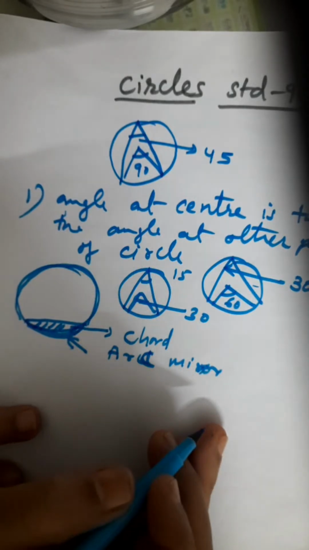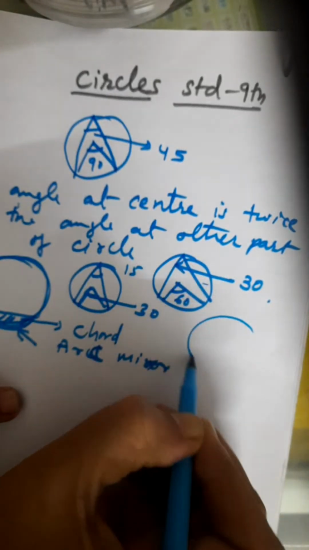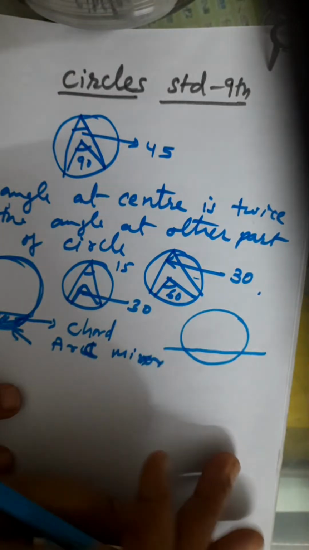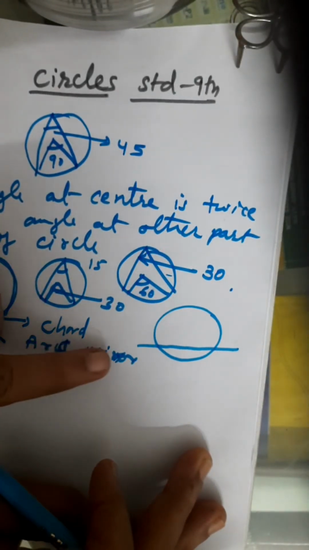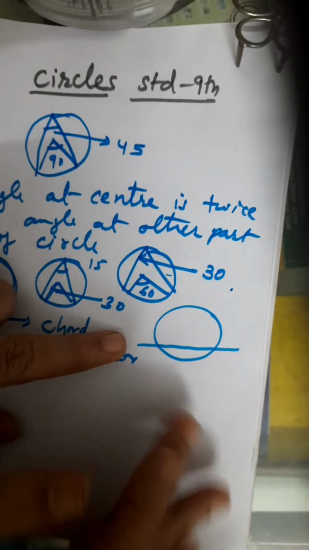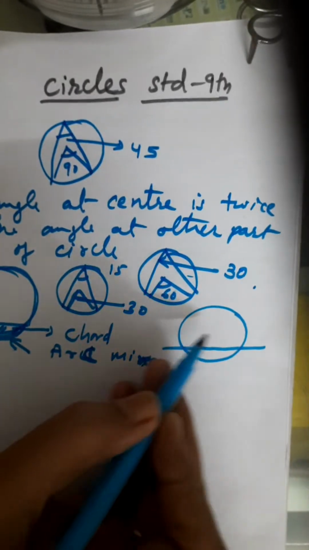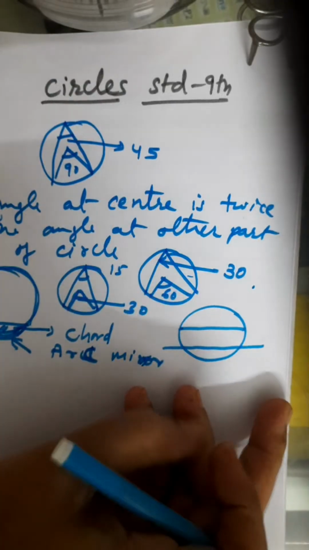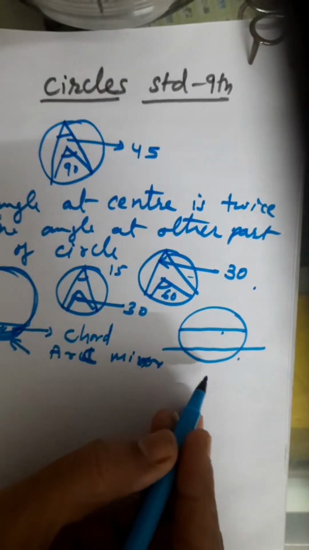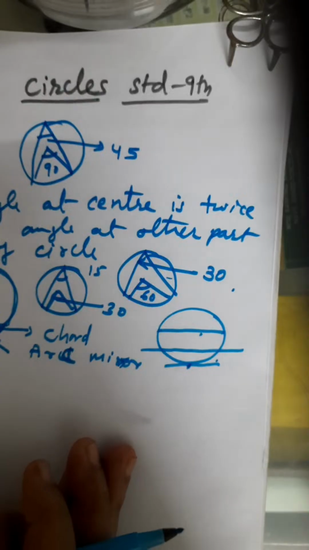Then students often get confused with what is a secant and what is a tangent. If you draw a line passing through the circle, we call this a secant, and it has to cross the circle. Whereas in the chord condition, the line will be in the circle only. It will not cross. So this is called a chord. This one is called a secant. And if a line touches the circle at only a single point, we call it a tangent.